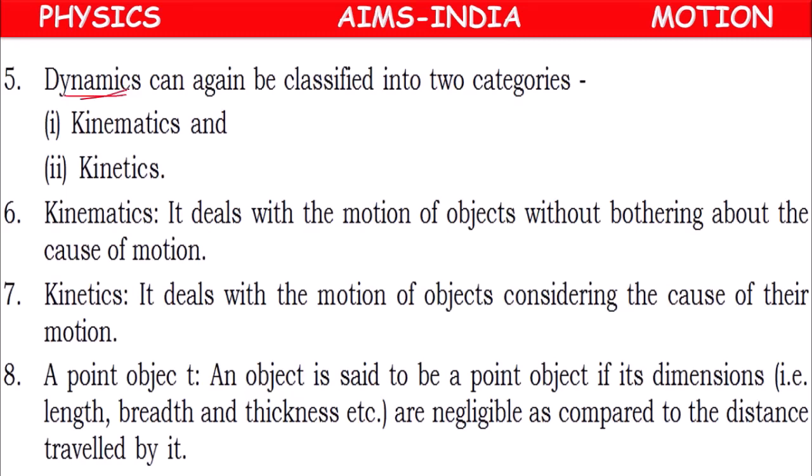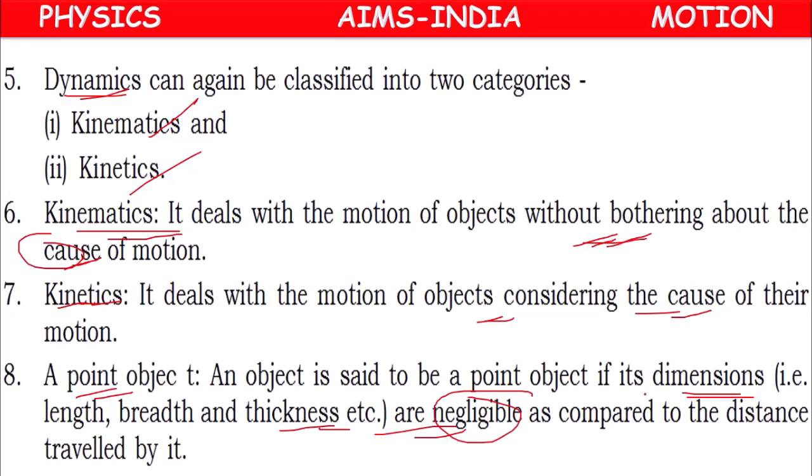Again, dynamics has two types: kinematics and kinetics. Kinematics means only studying about motion, not about the cause. Kinetics means studying about both cause and motion. Point objects means dimensions are negligible, very, very small when compared to the distance traveled by it.